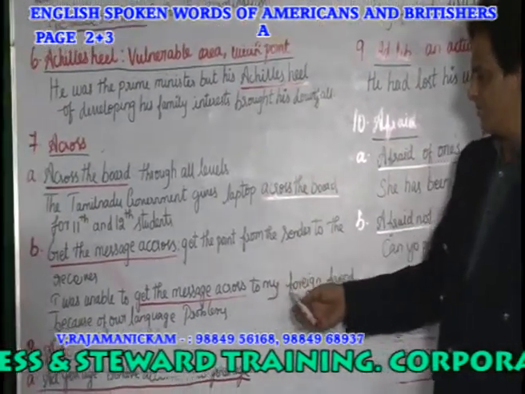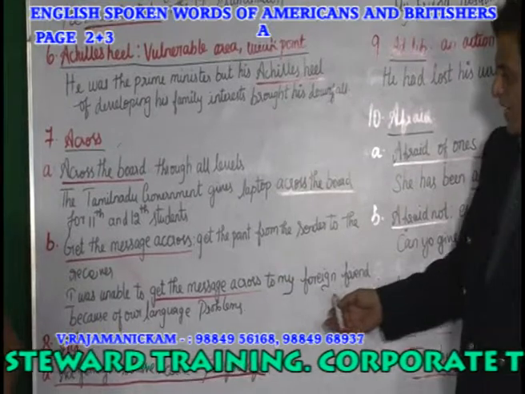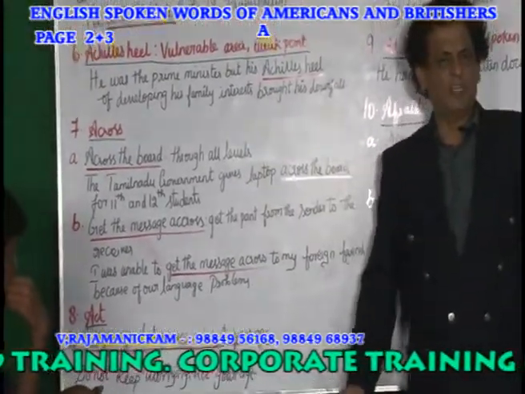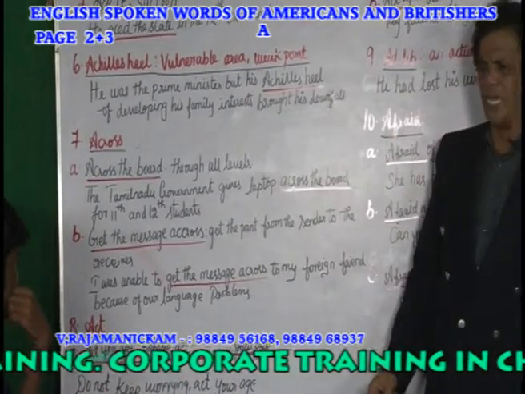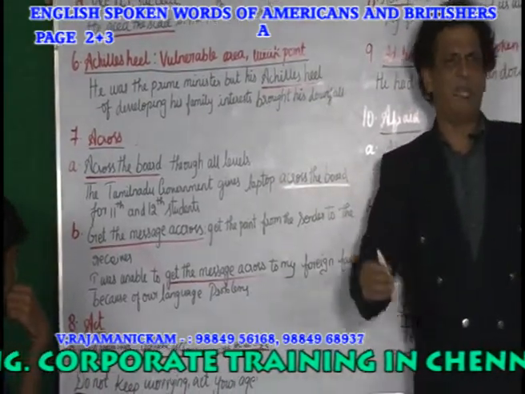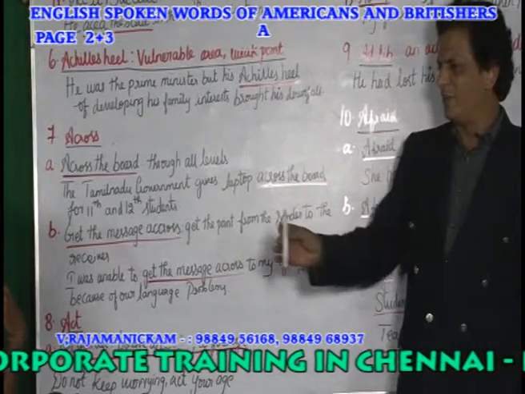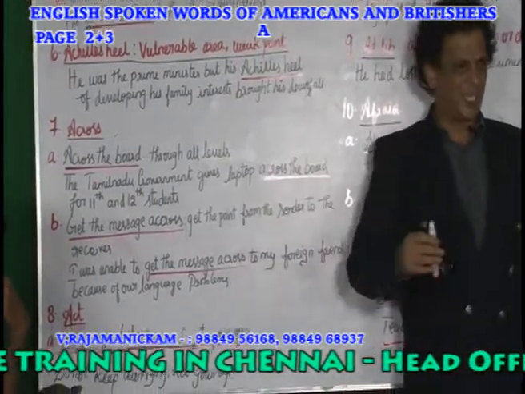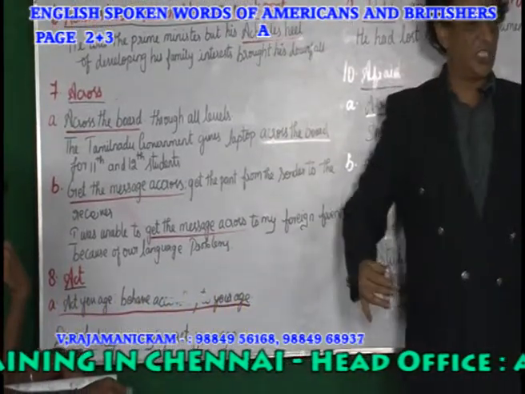I was unable to get the message across to my foreign friend because of our language problems, right? One fellow is there in Britain, one fellow is there in America. He speaks something, he is my friend, but I am unable to speak with him because of our accent problems. So cannot get the message across means what? Unable to pass the message.